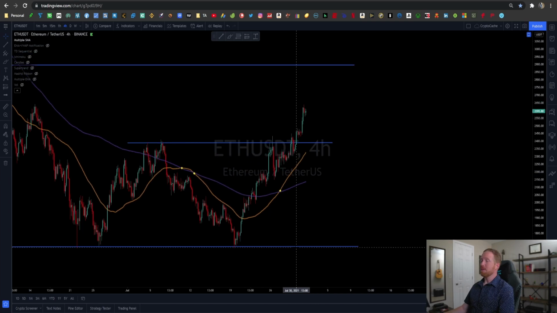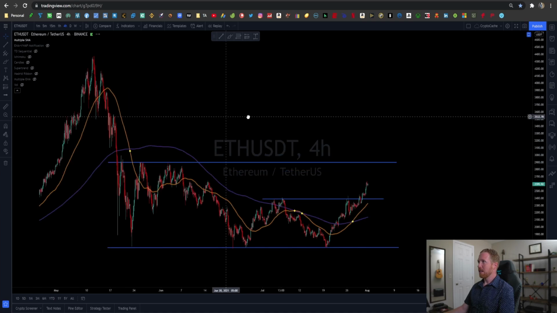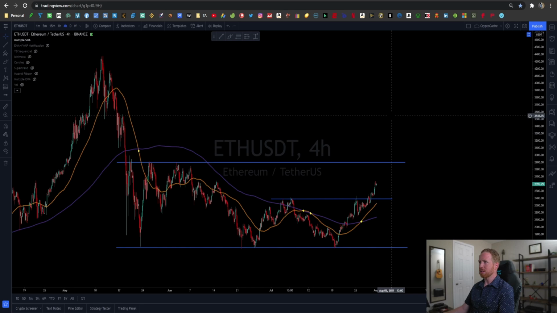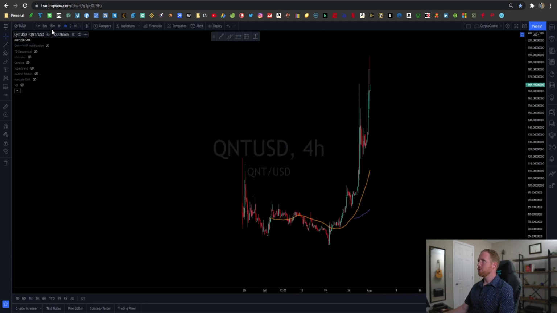Major support 1725, current supports at 2400. And also a major resistance at 2,900. That'll be the next major milestone, based on the fact that it was tested almost 10 times in the past, roughly about 2 months ago, a month and a half, 2 months ago. All right, let's go ahead and take a look at QNT.